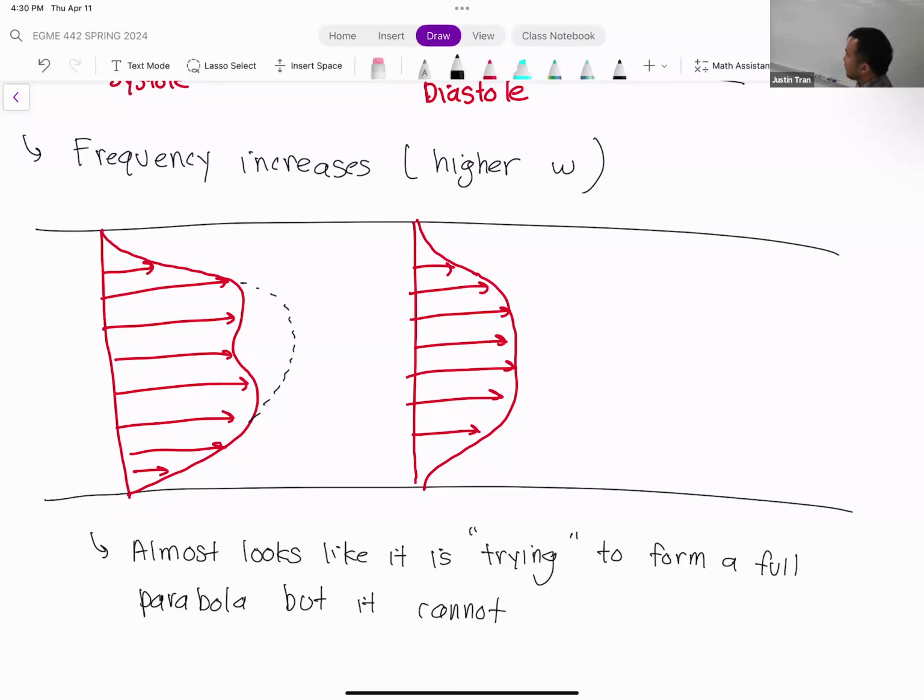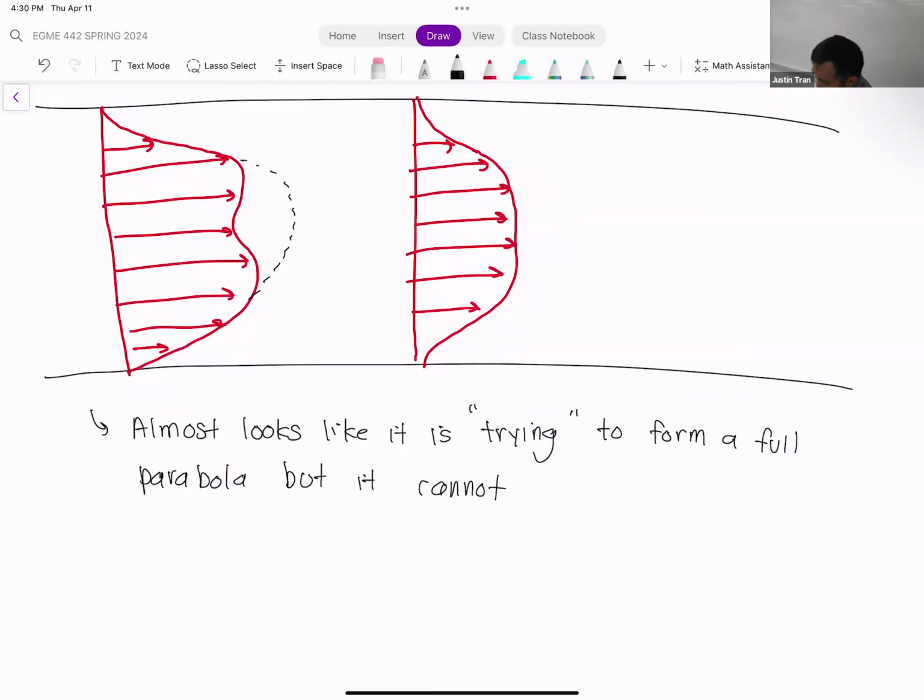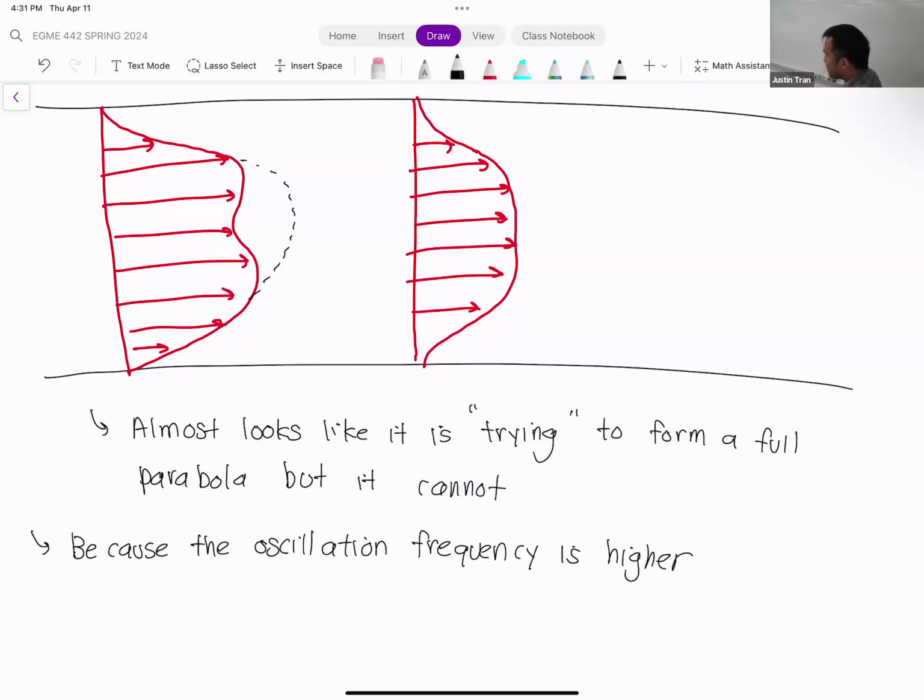So it's almost like you're inflating a balloon, right? You're inflating a balloon. It takes time for that to happen, right? And so if you were to stop midway, then the balloon wouldn't fully be formed. So that's the same thing here. And that analogy actually works pretty well because, think about it, your frequency is high. And so because the oscillation frequency is higher, that means your forcing, or your pressure gradient, is also pulsing at a much higher frequency.